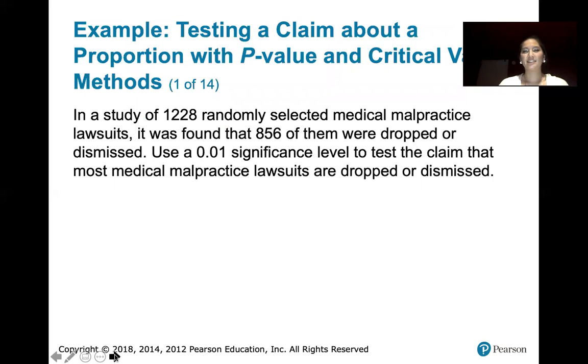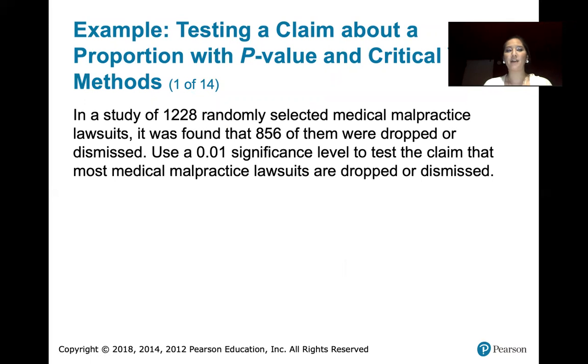We're going to do this example with both methods, both the p-value method and the critical value method. It says, in a study of 1,228 randomly selected medical malpractice lawsuits, it was found that 856 of them were dropped or dismissed. Use a 0.01 significance level to test the claim that most medical malpractice lawsuits are dropped or dismissed.